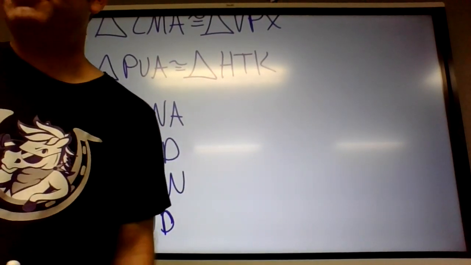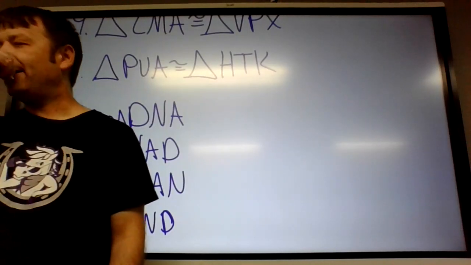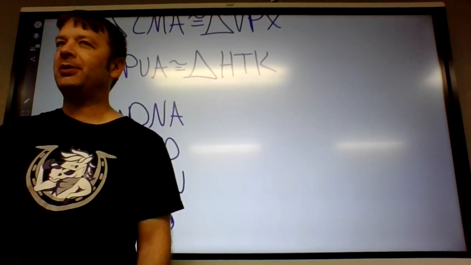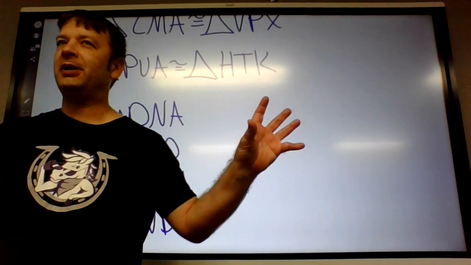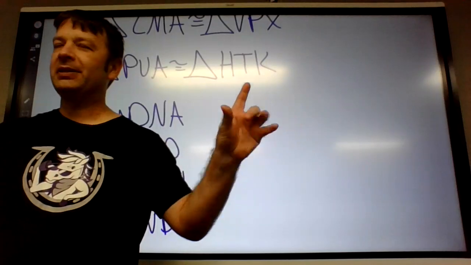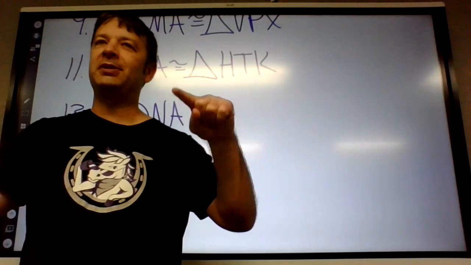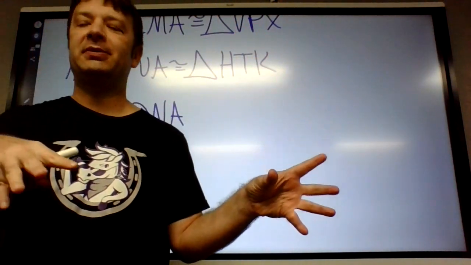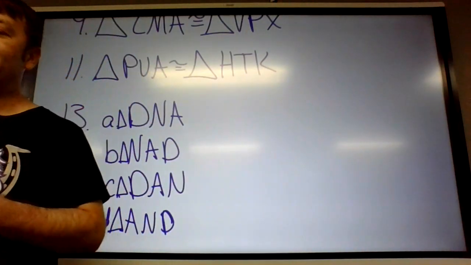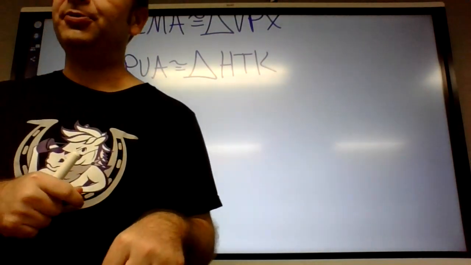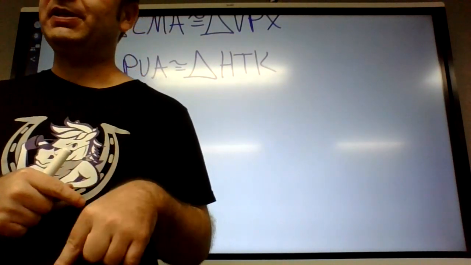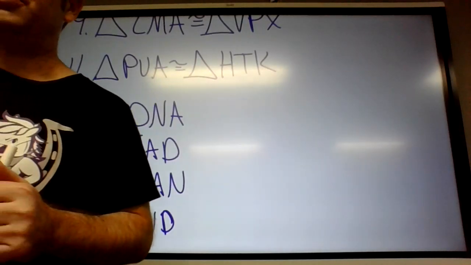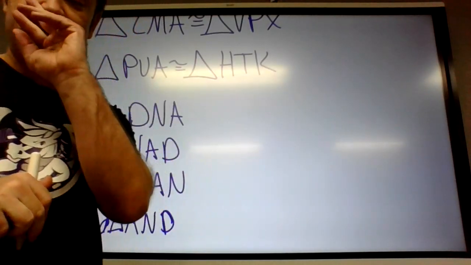Name the congruent corresponding parts of the congruent triangles. How many congruent corresponding parts are there in two triangles? 6. This is what I did at the beginning. There's 3 pairs of angles and 3 pairs of sides, and we got to name them all. On 14, they drew the picture. 15 and 16, they did not draw the picture. You don't really need a picture to do this.